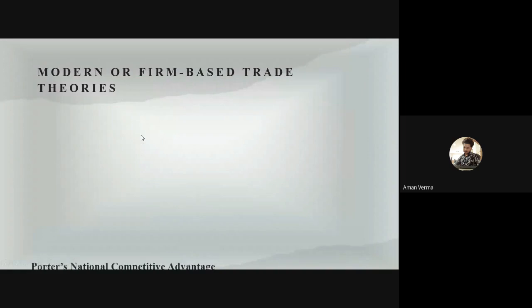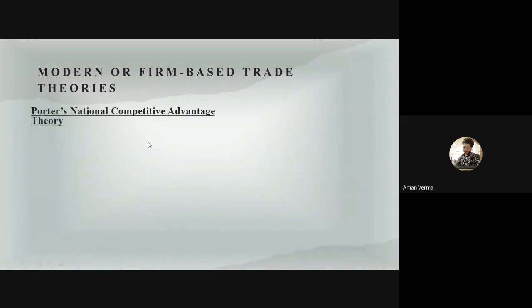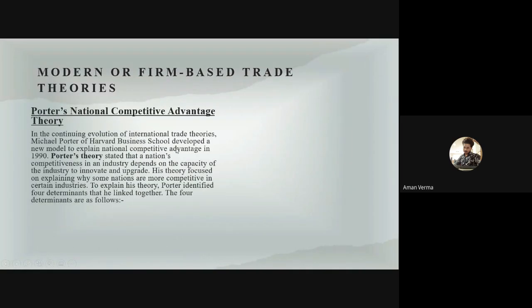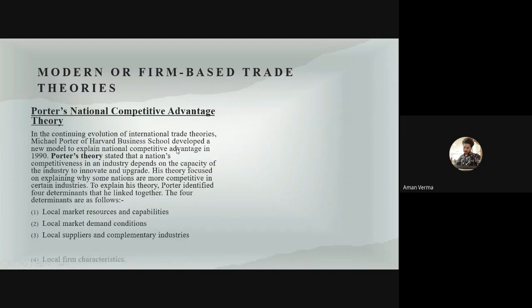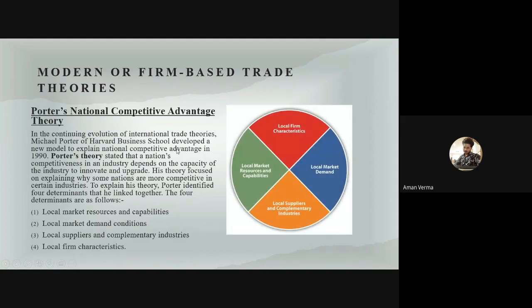Now the fourth theory is Porter's national competitive advantage theory. In the continuing evolution of international trade theories, Michael Porter of Harvard Business School developed a new model to explain national competitive advantage in the 1990s. Porter's theory stated that a nation's competitiveness in an industry depends on the capacity of the industry to innovate and upgrade. His theory focused on explaining why some nations are more competitive in certain industries.